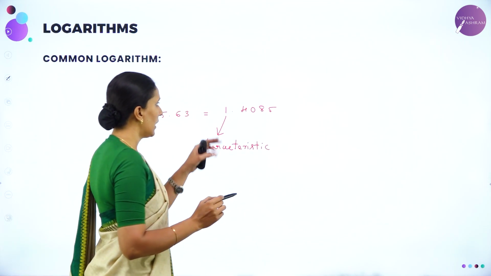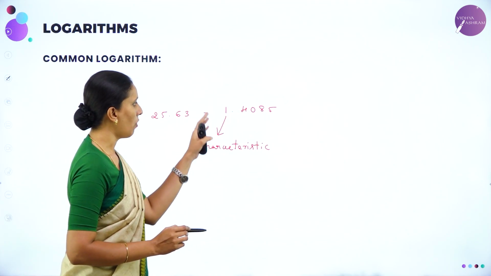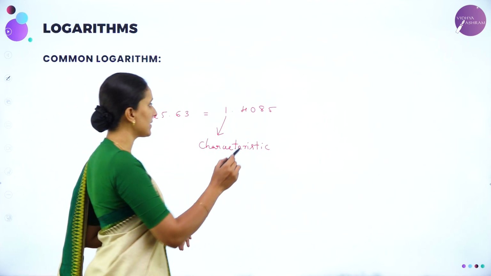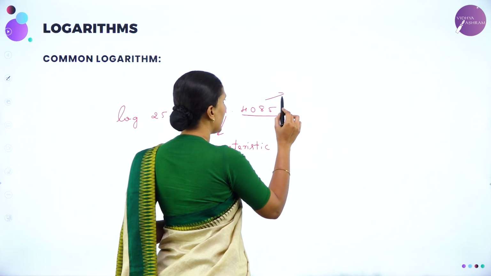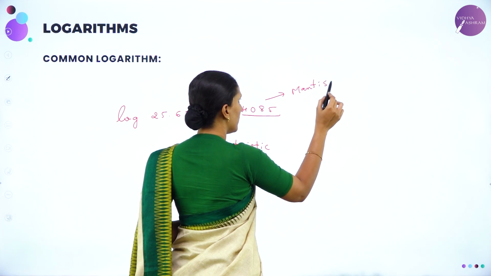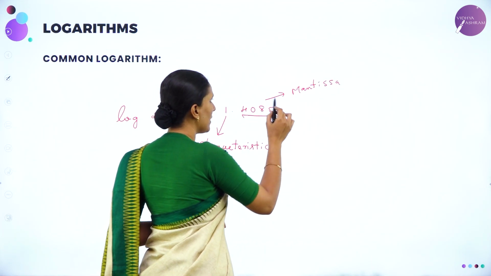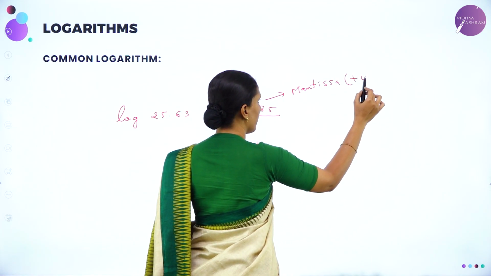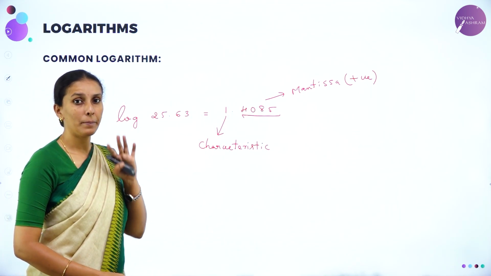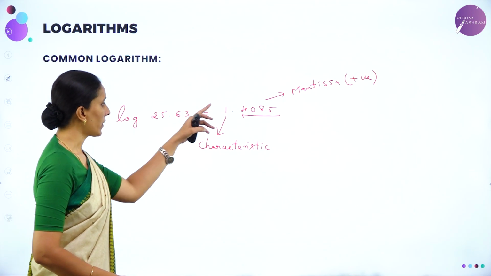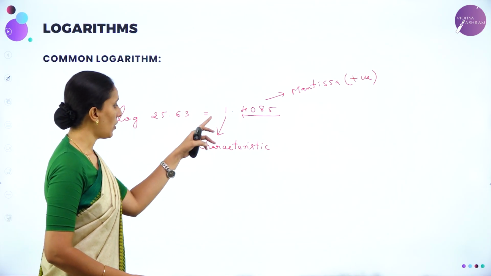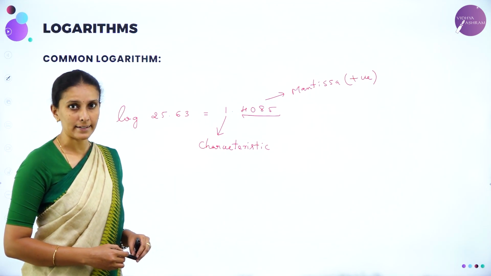That means you will get a number in decimal form. The integral part is nothing but the characteristic and the fractional part is called mantissa. Remember, your mantissa value is always positive. That means the fractional part of the log value will always be positive. The characteristic may be positive, negative or 0. Here this is called the characteristic.